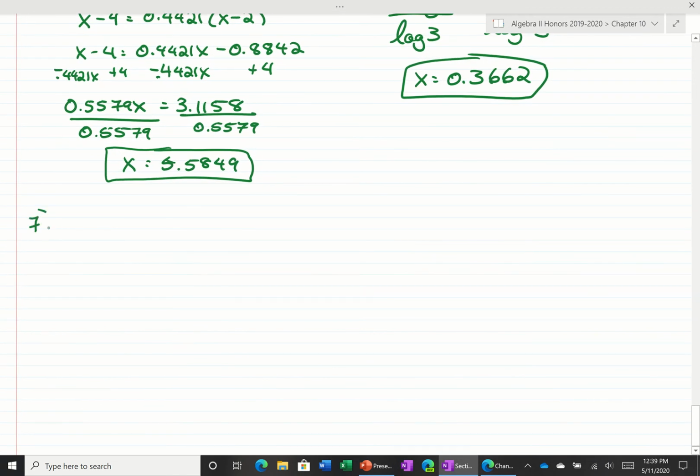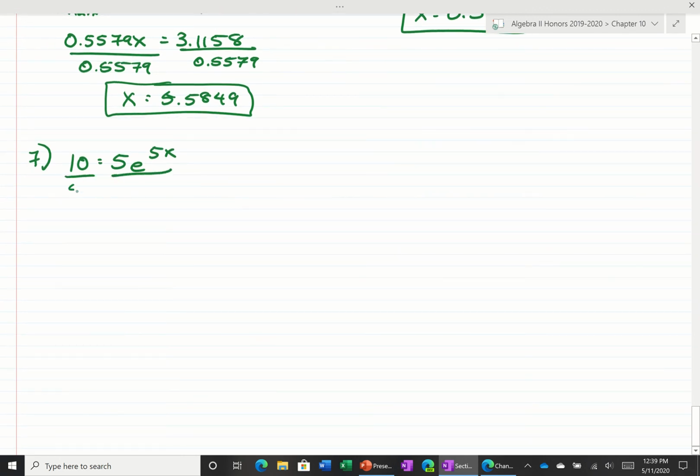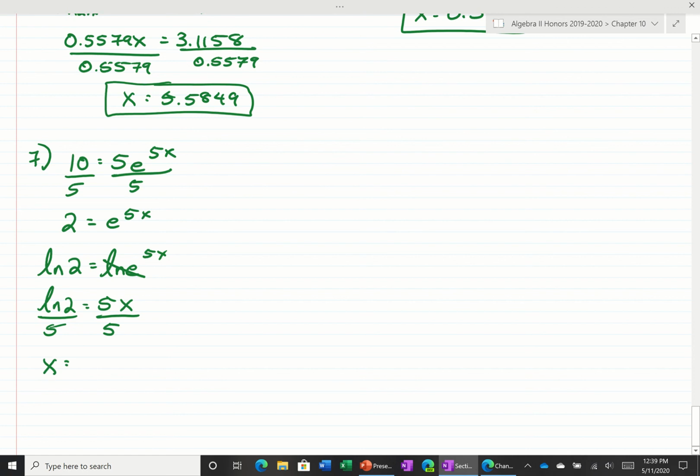Moving down to number 7. Number 7 says 10 is equal to 5 e to the 5x. Well, you don't want to use ln yet. I mean, let's divide both sides by 5. Get 2 is equal to e to the 5x. And now we could take the natural log of both sides because we have e to a power. If you use ln, the ln and the e would cancel. And then we could just divide both sides by 5. So we're going to do the ln of 2 divided by 5. Comes out to 0.1386.